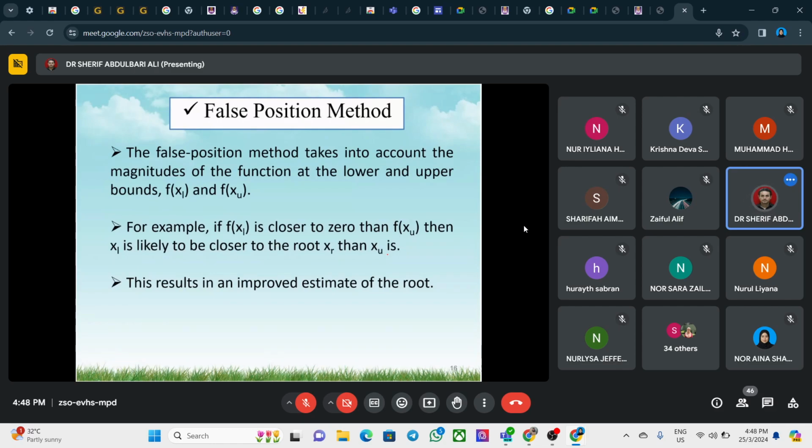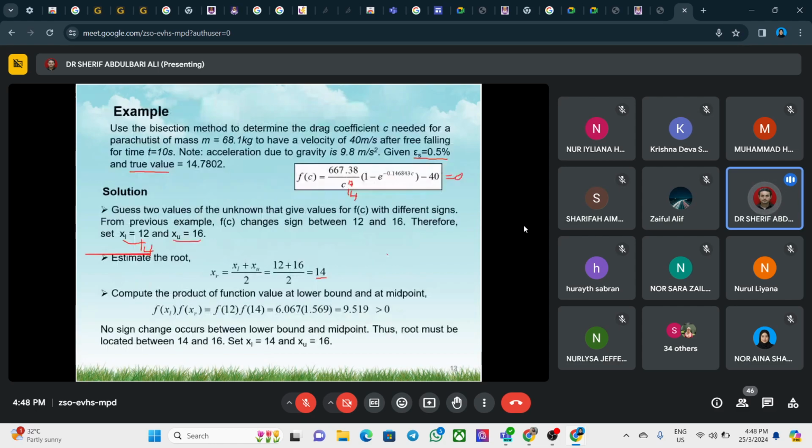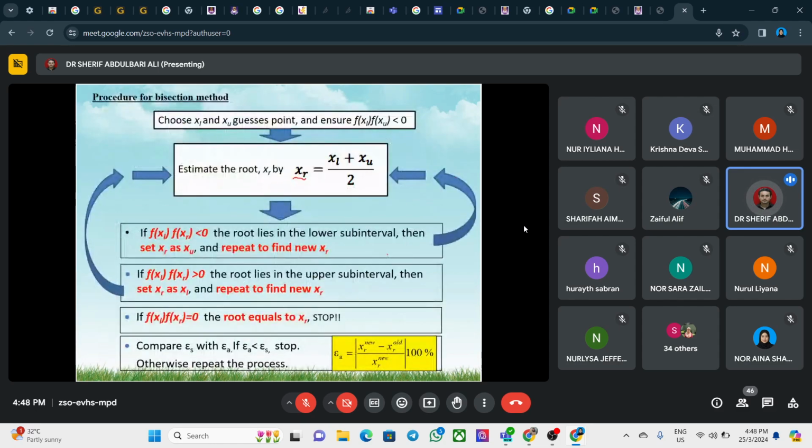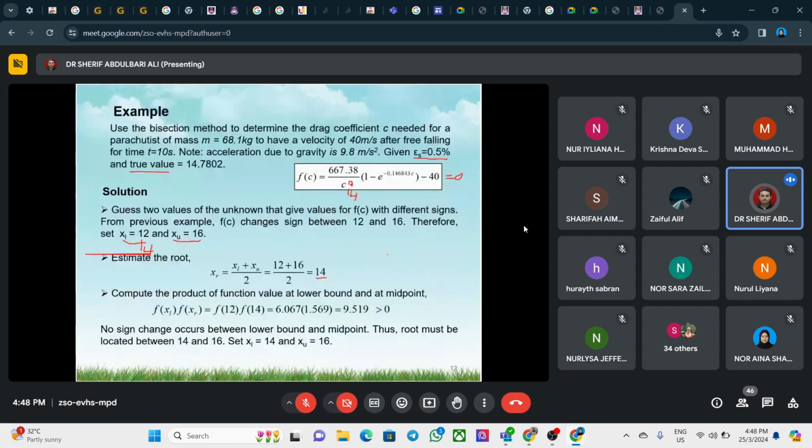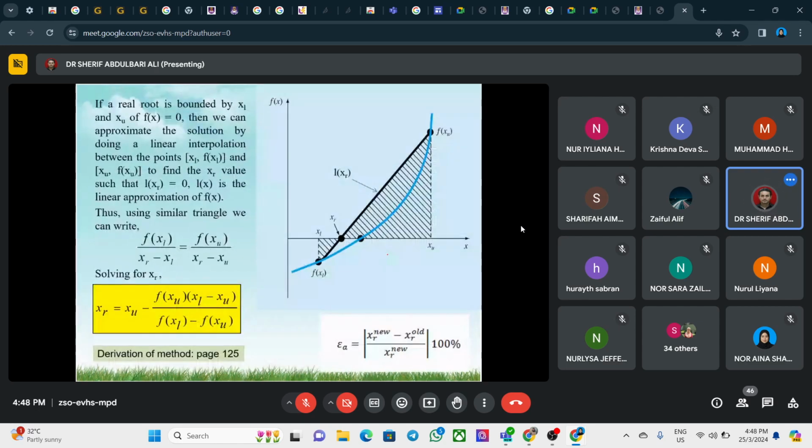False position methods are faster at finding the roots than the bisection methods. Why? It's because of the nature of the method itself in finding the value of xr. Remember, when we are using bisection methods, most of the time the value of xr is in between the value of x lower and the value of x upper. But for the false position methods, we are finding the value of xr based on the linear interpolation between the value of x lower and its function and the value of x upper and its function.